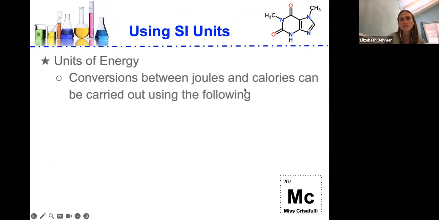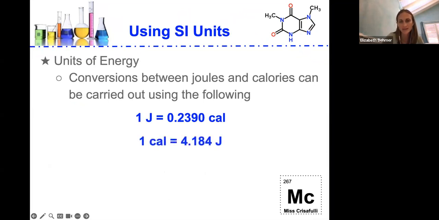Units of energy. So converting between joules and calories can be carried out using the following conversion rate. So 1 joule is equal to 0.2390 calories, and 1 calorie is equal to 4.184 joules. So you can use that conversion when converting between joules and calories.